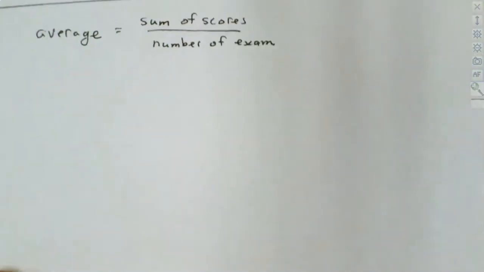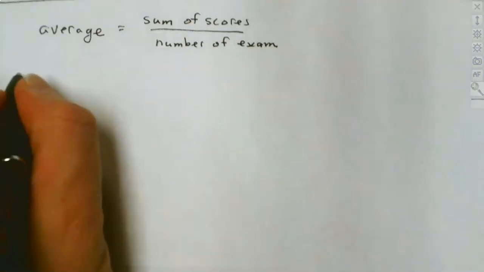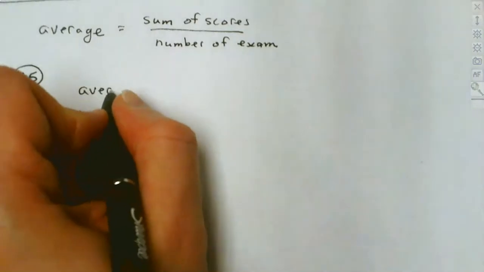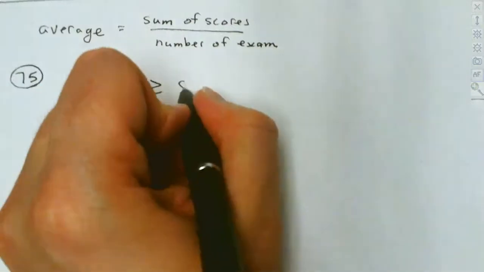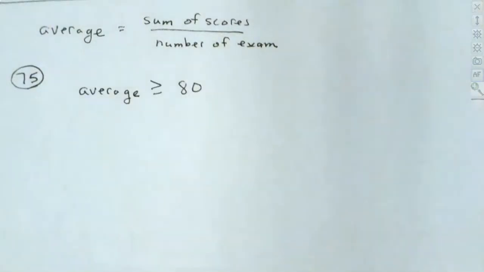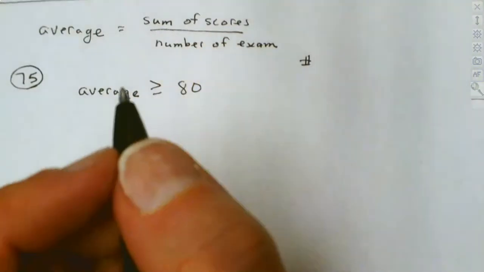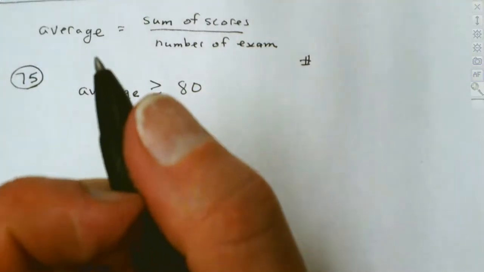Okay, so let's see what we want first. We want to get a B. And what do we have to get a B? 80 or above. So my average needs to be greater than or equal to 80. So we'll start off with that. Is everyone okay with that? Now, what are we looking at? How many exams do we have? Looks like there's going to be 5 exams, right? 75, we've got 5 different exams here.